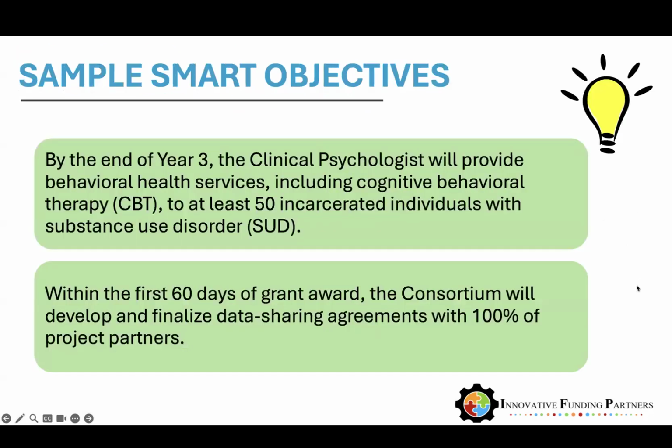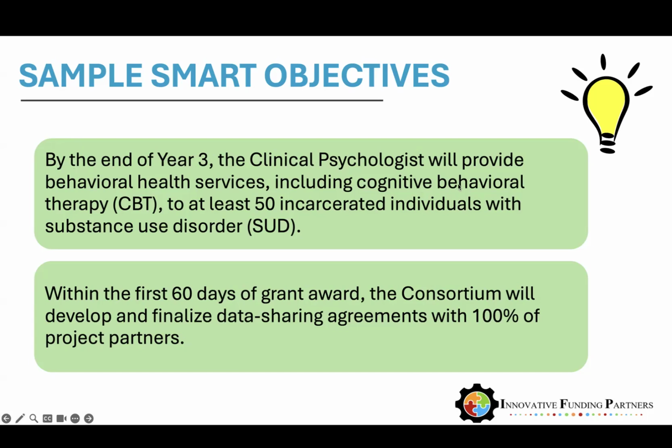So let's take a look at a couple of examples here. Both of these are SMART objectives. The first one, we've got by the end of year 3. So what element is that? That's our time bound or timely element. So we're saying exactly when we will have achieved this by.